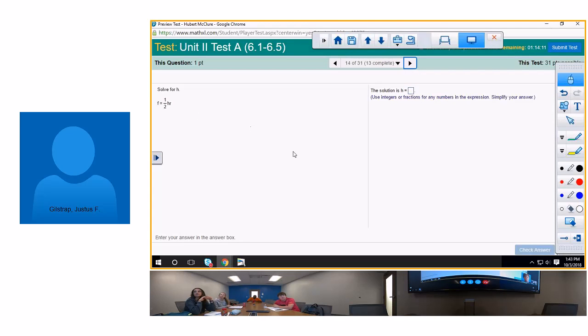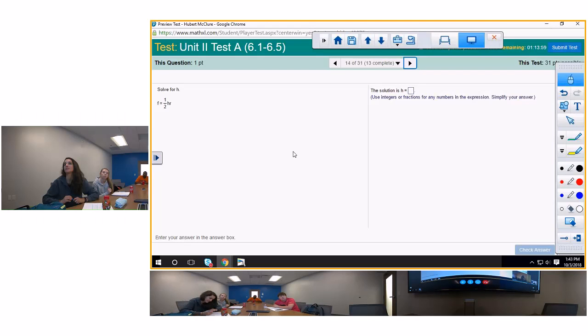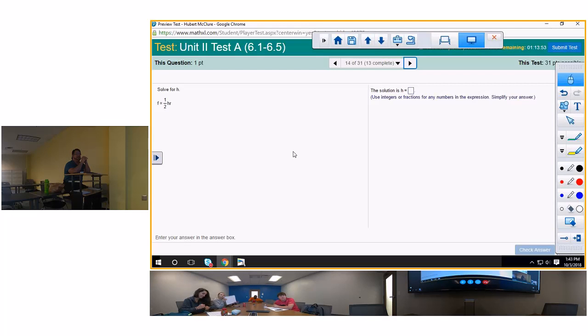All right, solve that one for H. What's the first thing you do on this problem? Get rid of the what? The second floor. Good job. Thank you. You actually paid attention. Multiply by 2 on both sides, because Mr.